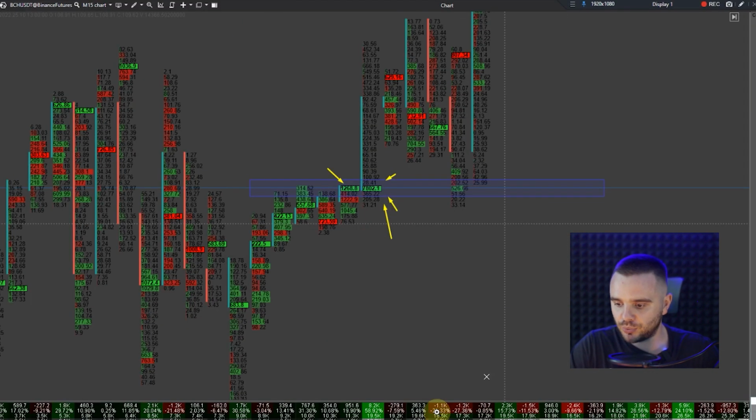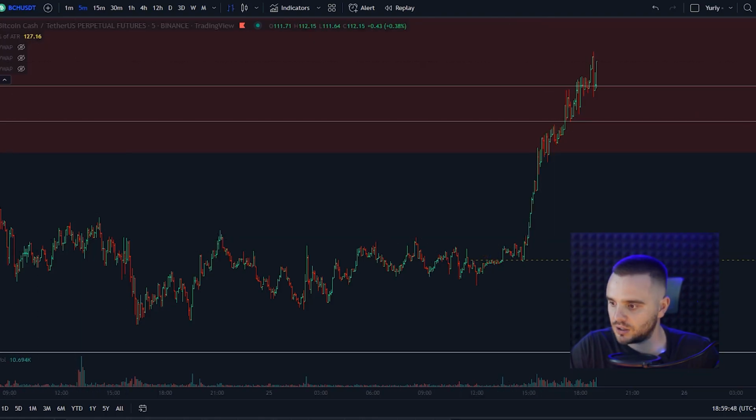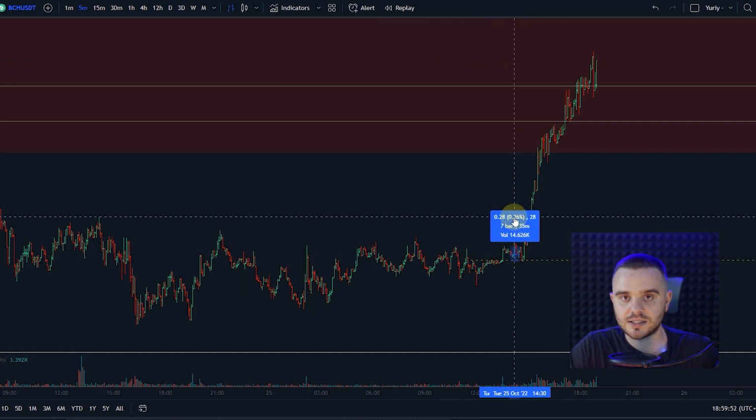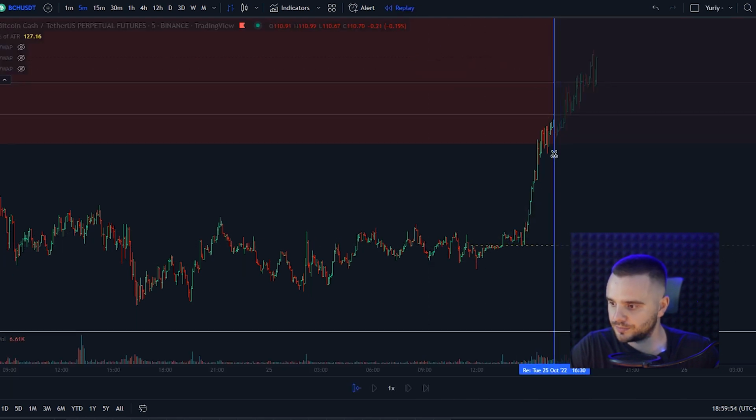For me, it's important to see a confirmation that price closes at least a 5-minute candle at least some 0.2% above or below the price. Like it was here. Price broke that size by 0.25%. That's enough for me. After that, let's do this.